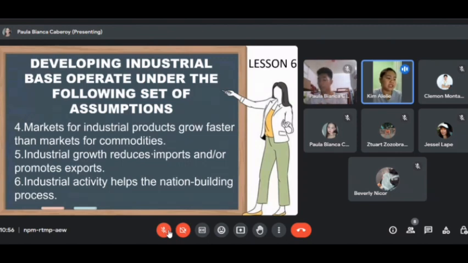Last is industrial activities help the nation building process. Industrial activities encompass manufacturing, production, and various economic processes that generate goods and services. When a nation's industry thrives, it can lead to several benefits for the country's economic growth, job creation, and many more.